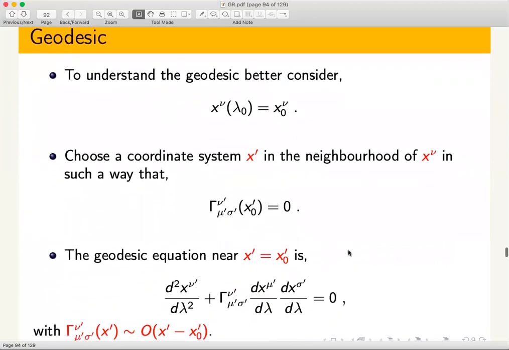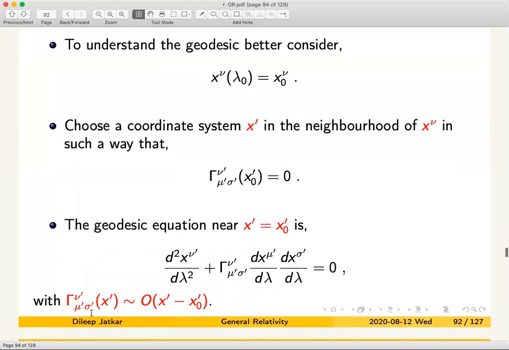So the geodesic equation, therefore, at x equals x0 prime would be just containing the first term. But what we want to do is not really work at that point, but we want to work in the neighborhood of that point. So if that is the case, then the Riemann-Christoffel connection should be such that it vanishes as soon as you put x prime equal to x0 prime. Okay, so that means that your Riemann-Christoffel connection should be of order x prime minus x0 prime.